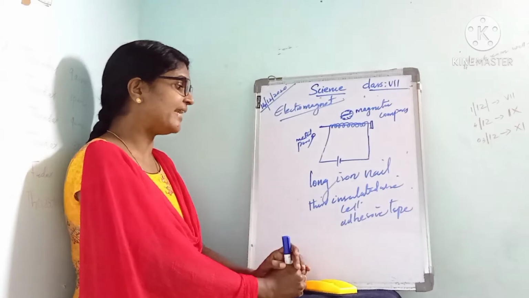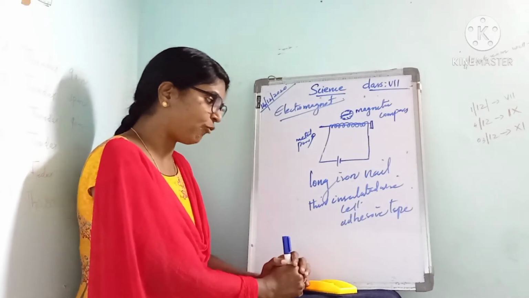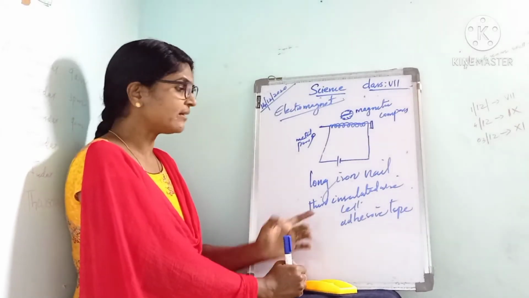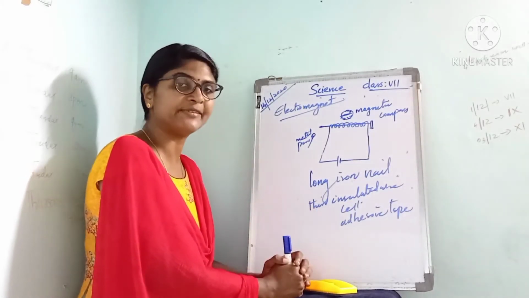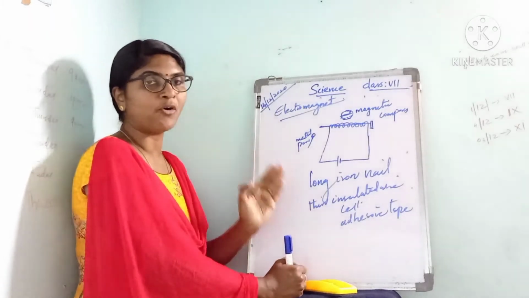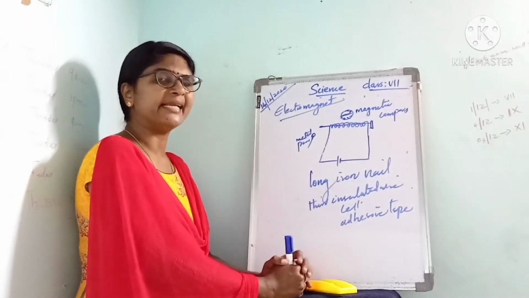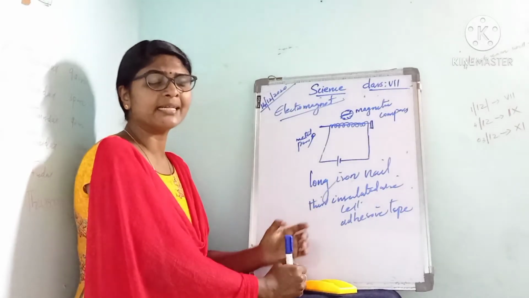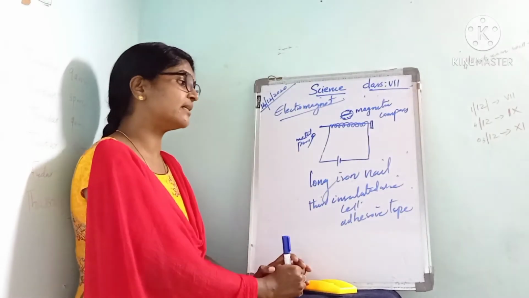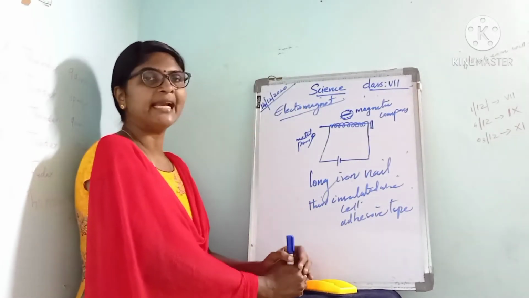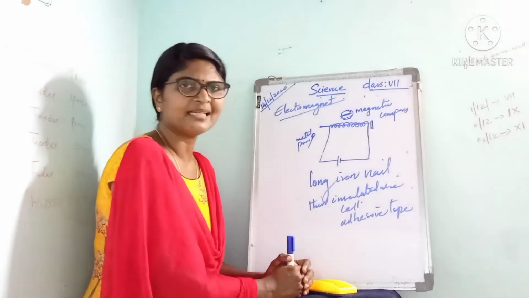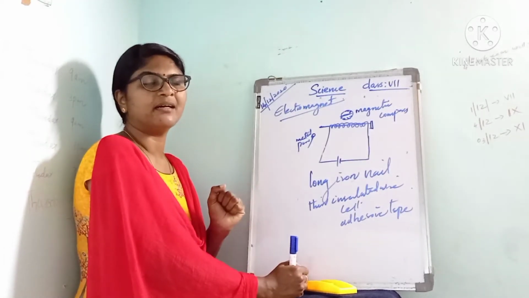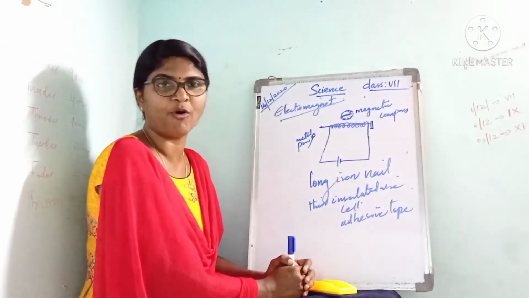Okay, a long iron nail, then thin insulated wire, then an electric cell, then adhesive tape. These are the materials required for making an electromagnet. Isn't it? Then first we have to take an insulated wire.